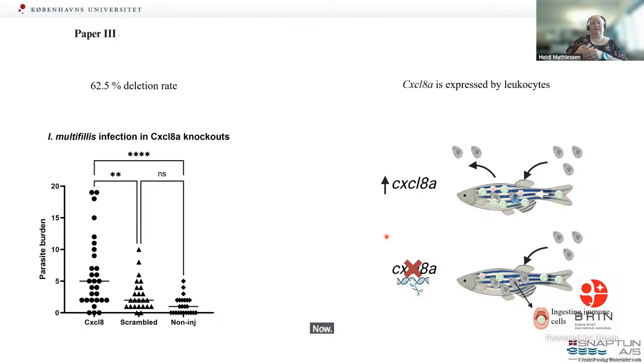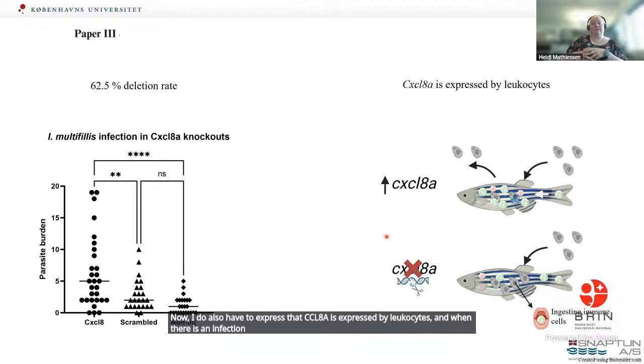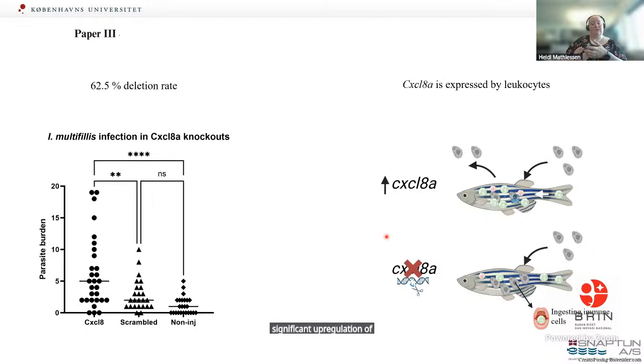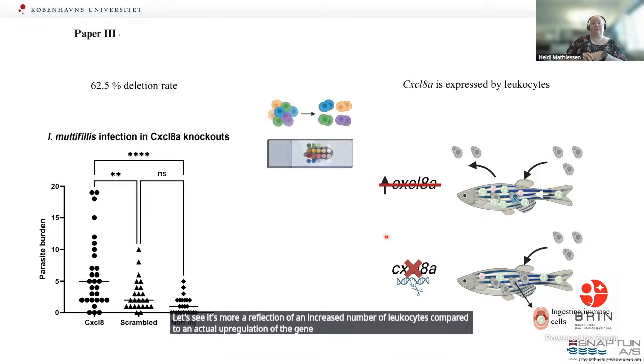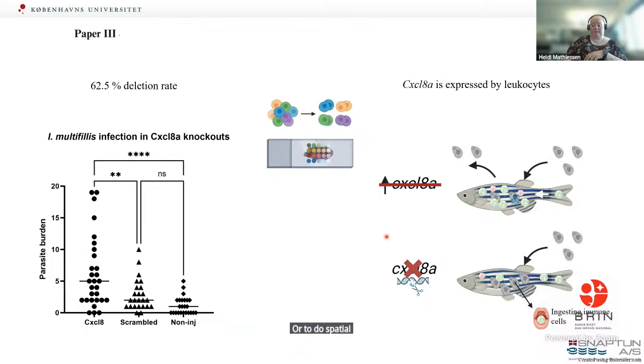Now, I do also have to express that CXCL8A is expressed by leukocytes, and when there is an infection, there is a natural attraction of leukocytes to the site of infection, meaning that it will increase, and the significant upregulation of CXCL8A we see is potentially more a reflection of an increased number of leukocytes compared to an actual upregulation of the gene. One way to see that would be to do cell sorting and look at what the cells express. Do they express more, or is it just an accumulation? Or to do spatial transcriptomics looking into these things.